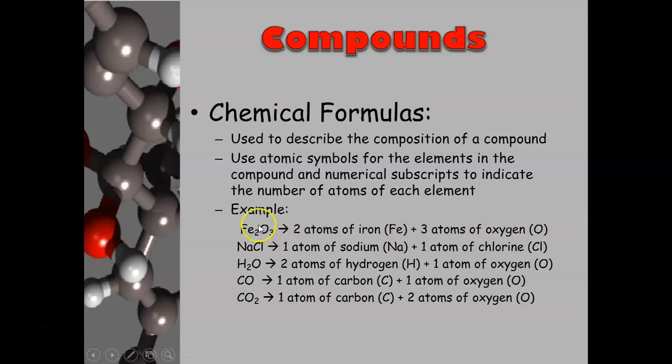So I take a look at these chemical formulas. Here are the different elements that are involved, and then those subscripts tell me how many atoms of each that I have. So this particular one, I've got 2 atoms of iron plus 3 atoms of oxygen. So on and so forth.